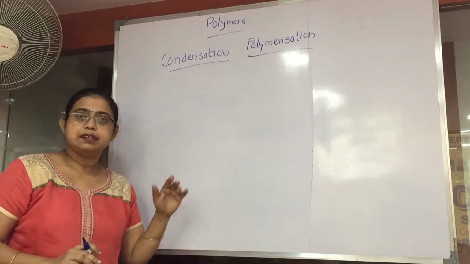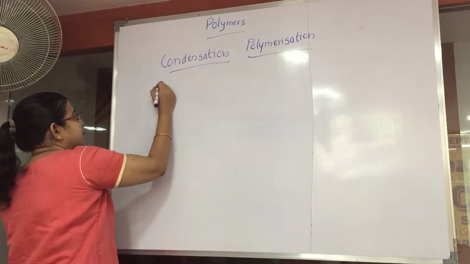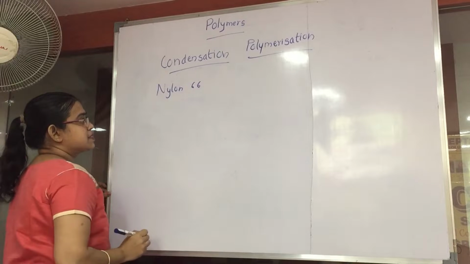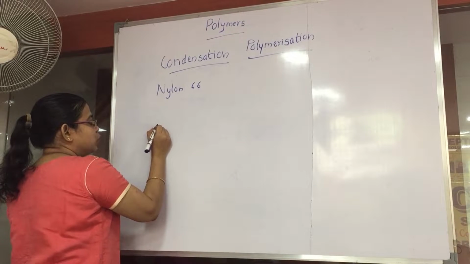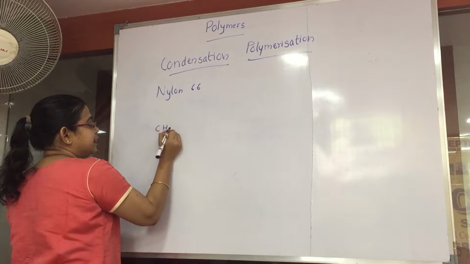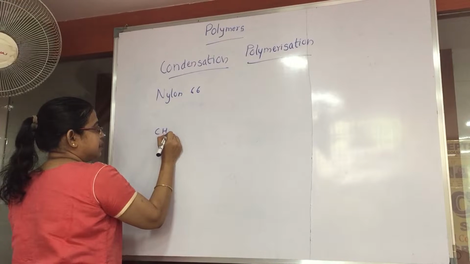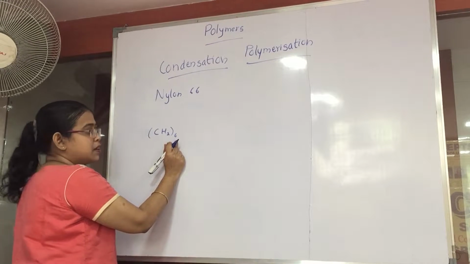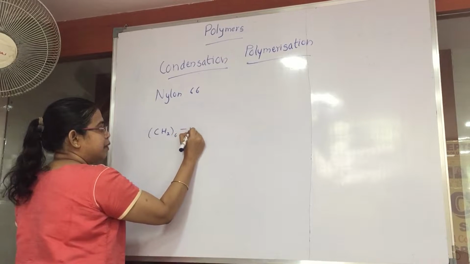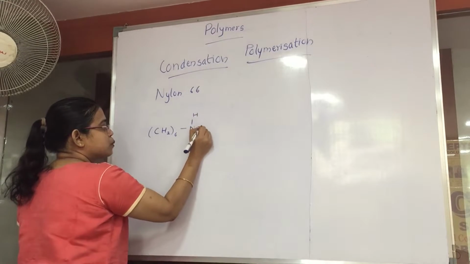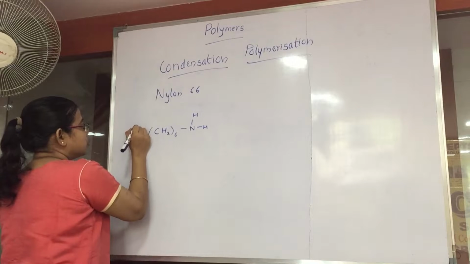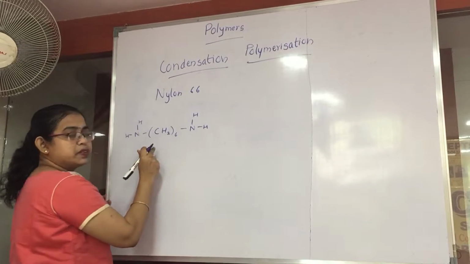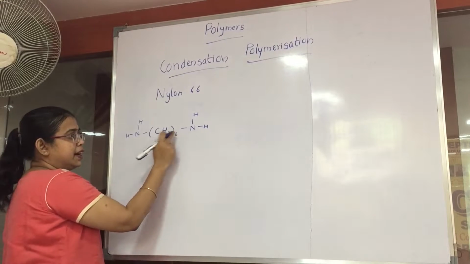Let me explain it with a simple example. I'll use a very important example, which is nylon 66. In this, the monomer is hexamethylene diamine. Hexamethylene, so this is methylene group, I'm using it 6 times. So this is hexamethylene diamine, means there will be 2 amino groups in this monomer. So 2 amino groups at 2 ends. And this is the first monomer, which is called hexamethylene diamine.